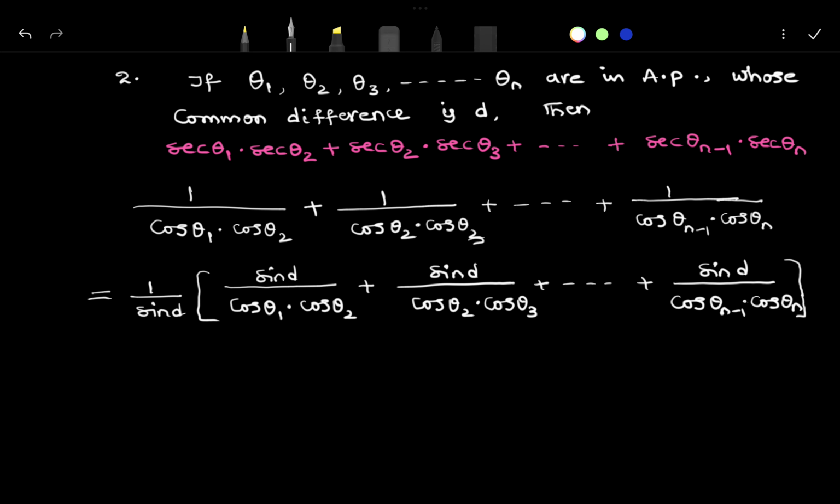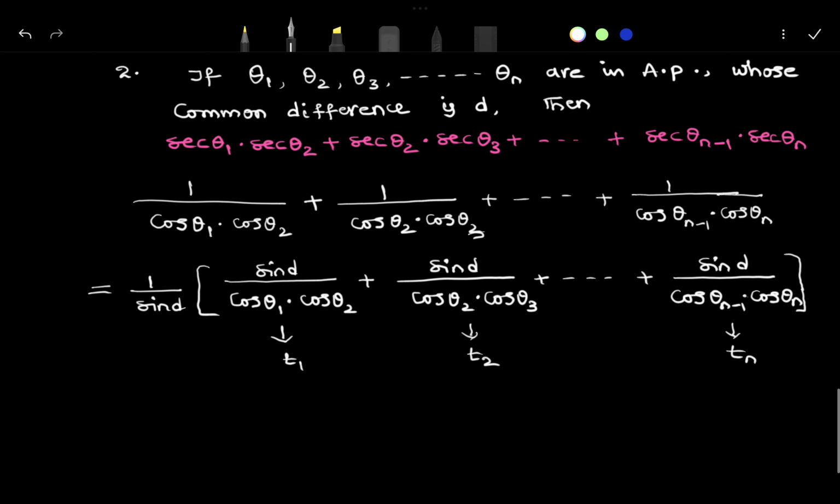Suppose in the denominator one factor is sine and the other factor is cos. Then we should multiply and divide every fraction with cos d. Now you see here this is the first term t1, this is the second term, and this is the last term. So now you simplify the first term.